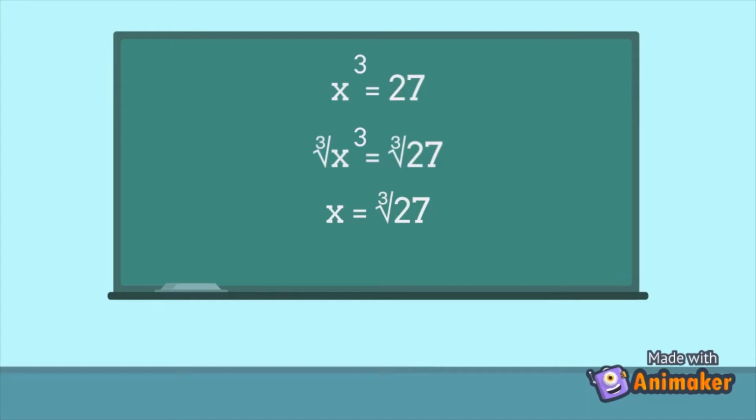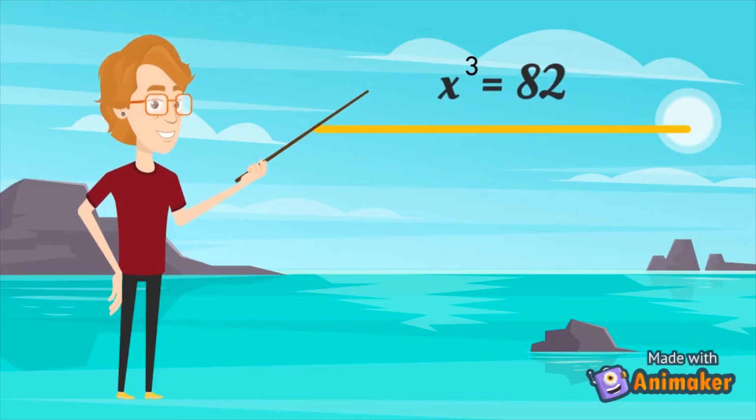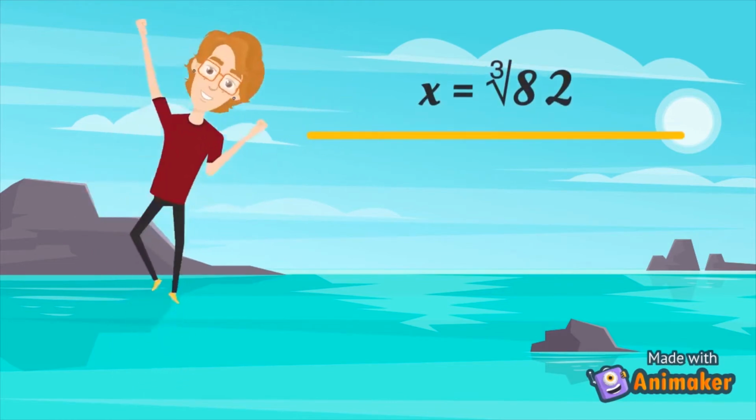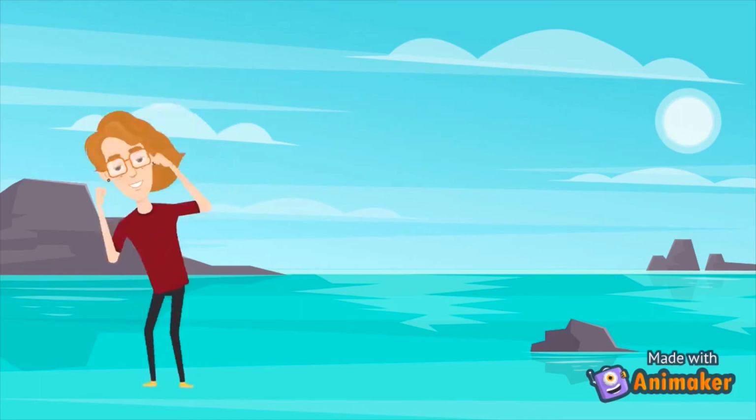Now let's solve x to the third power equals 27, and the answer would be x equals the cube root of 27. Now try x to the third power equals 82 on your own. Let's see how you did. The answer is x equals the cube root of 82.